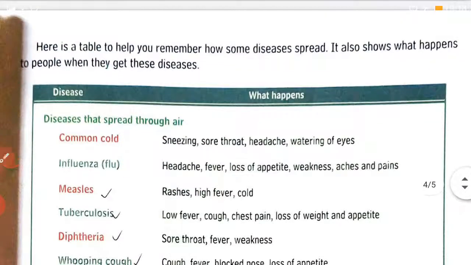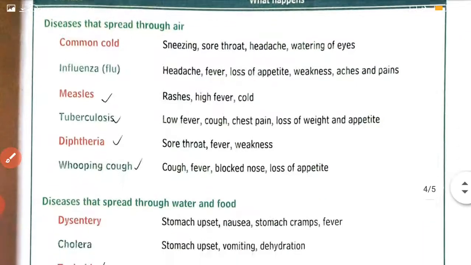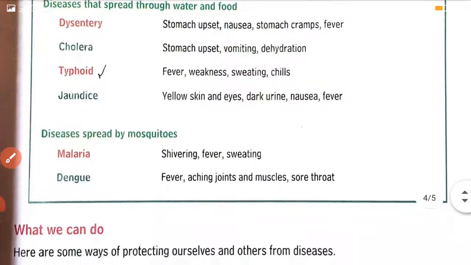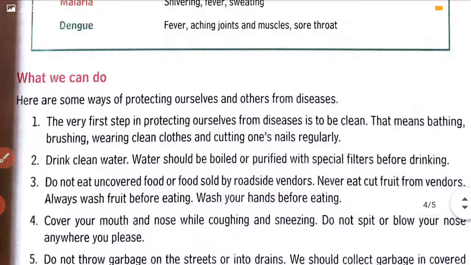Now, this table you will read on your own. If you learn this table, half of the chapter will be complete.